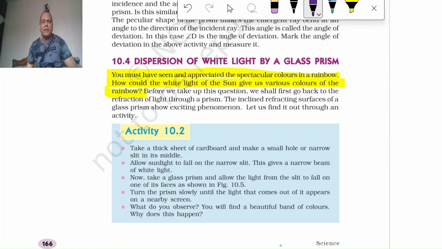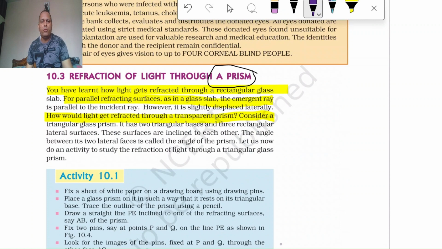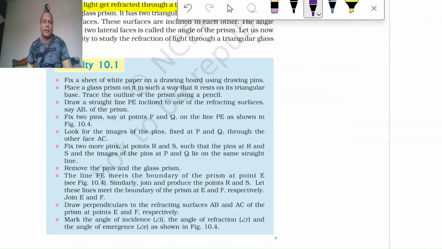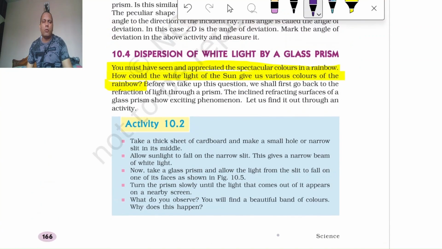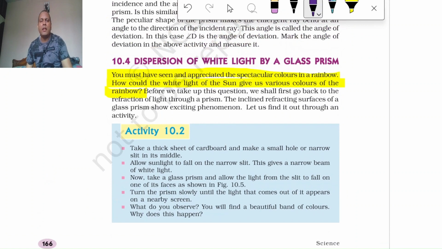Without understanding these, you can't go on, and you actually won't understand. If you don't go through this diagram, you will not understand the exact scenario of the refraction. So now coming to the next point, the dispersion of white light by a glass prism.